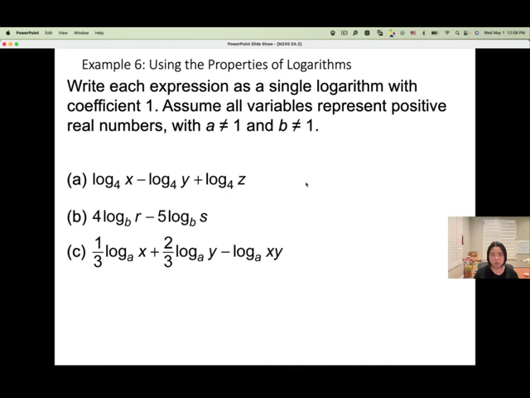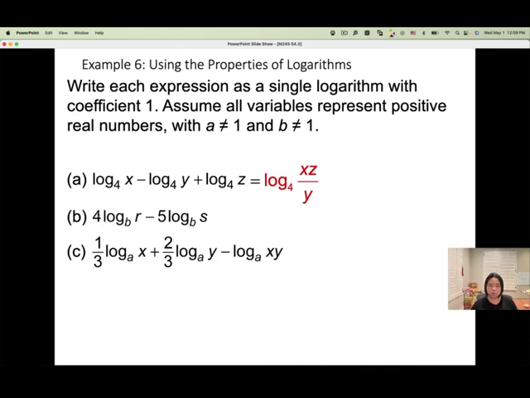Okay, now, for this expression, we want to write it as a single log with the coefficient 1. Okay, single log. So we want to combine it together. In the previous example, we were going to expand it. This time, we're going to combine it. Okay, this one, we could switch the order for these two. So that will become log 4 x plus log 4 z. So that will be x times z here. And then minus, that will be the quotient divided by the y. Okay, all of them have the same base.